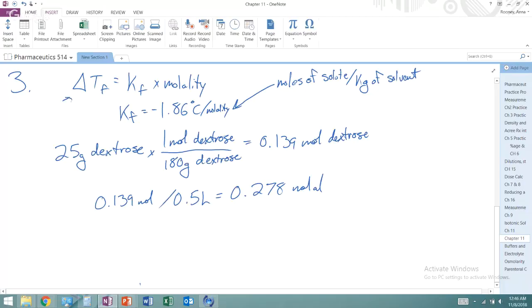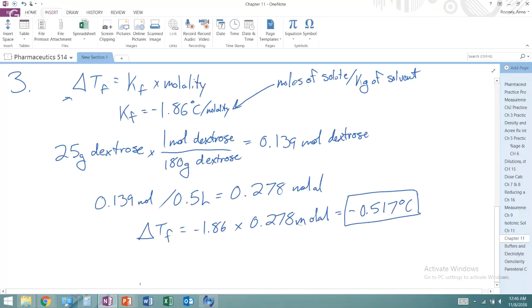So this equation up here. So it would be your change in temperature is equal to 1.86 times 0.278 molal, and that is equal to negative 0.517 degrees centigrade. Okay.